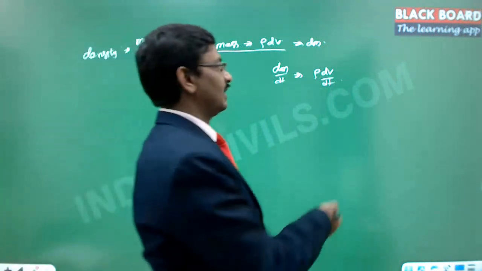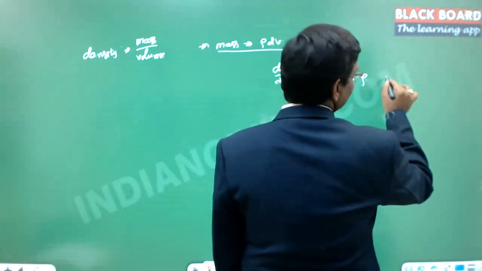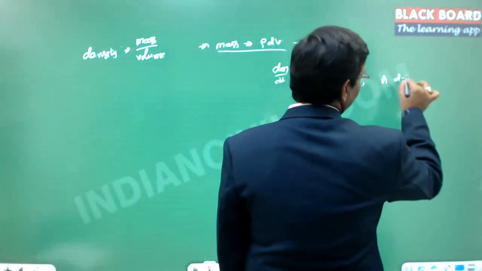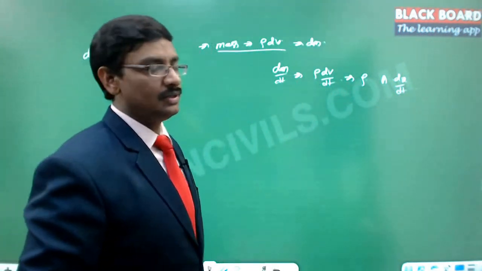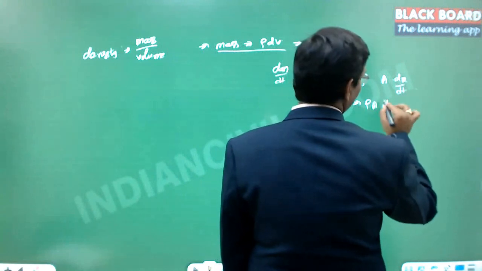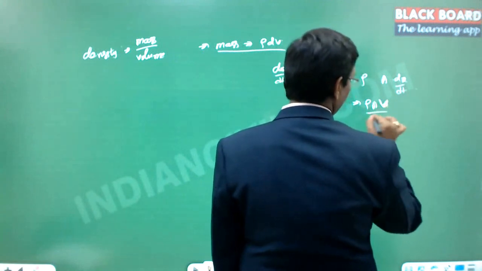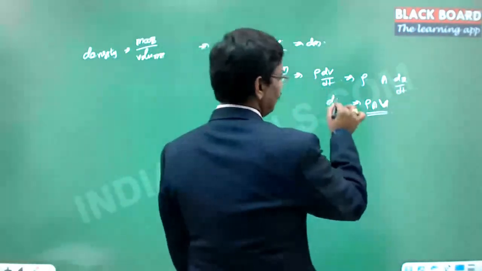This rate of mass can be expressed as rho into dV, and dV can be expressed as area multiplied by dx divided by dt, so rho into A into V. This is what we call the rate of mass, dm by dt.